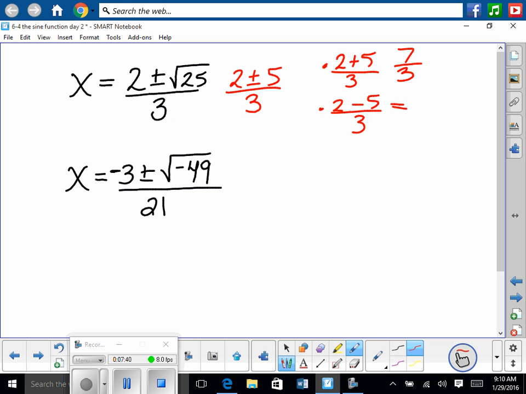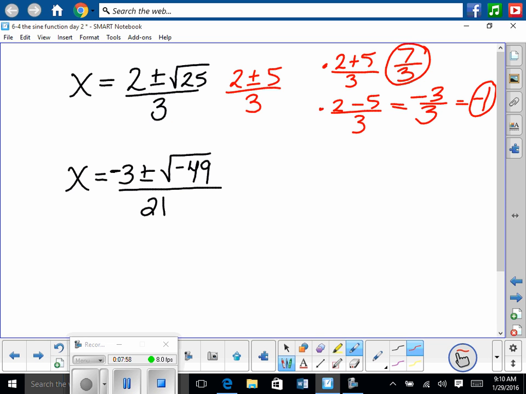Okay, so then what's 2 minus 5 over 3? Negative 3 over 3. Huge difference. Which is what? Negative 1. So our 2 answers are negative 1 and 7/3. We would leave it as a fraction, not a decimal. Do you understand how to do something like that?